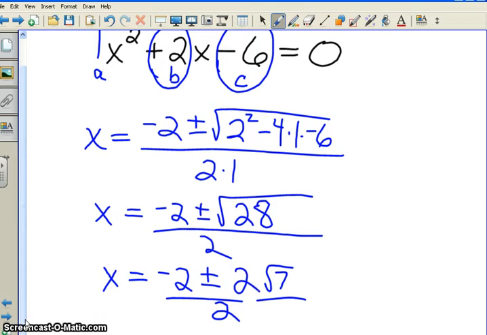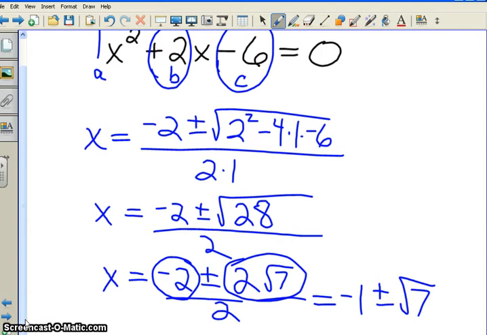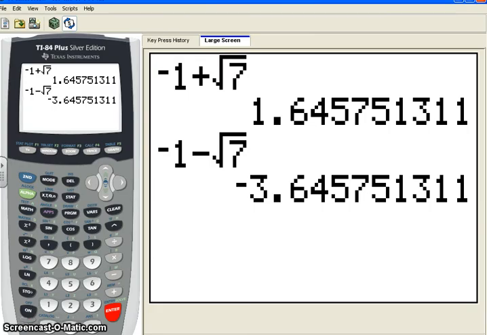And again, both pieces of the numerator are divisible by 2, so let's do it. Negative 2 divided by 2 is negative 1, plus or minus 2 radical 7 divided by 2 is radical 7. So our two roots are negative 1 plus radical 7 and negative 1 minus radical 7. If I wanted those as a decimal, I could just take my calculator, and there would be 1.645751311 and negative 3.645751311 would be the zeros of this function.